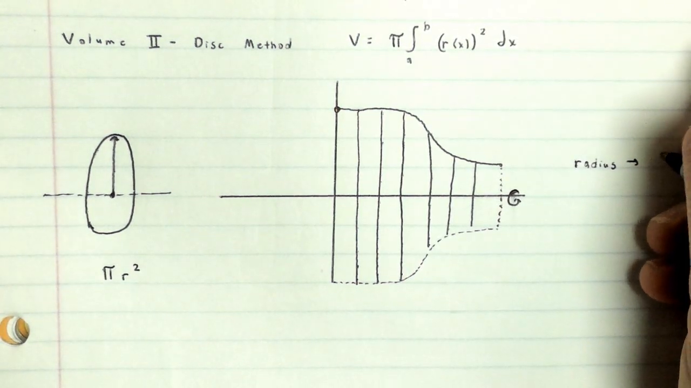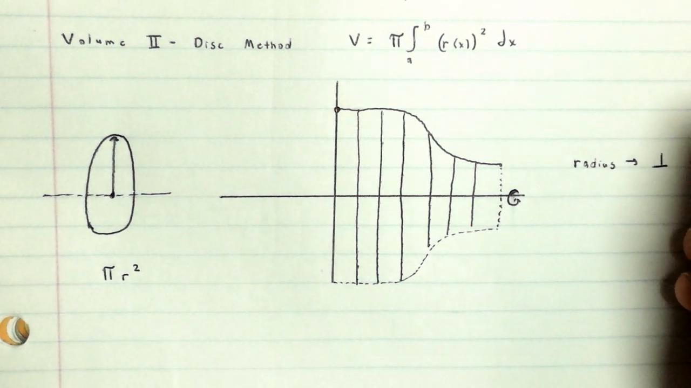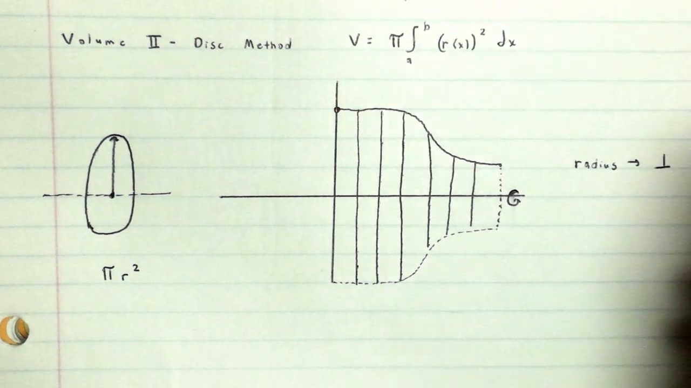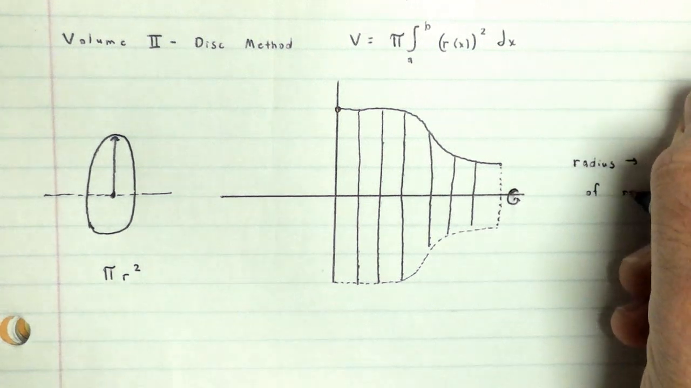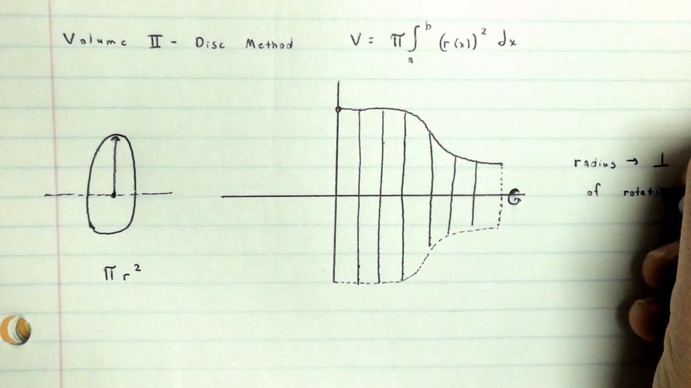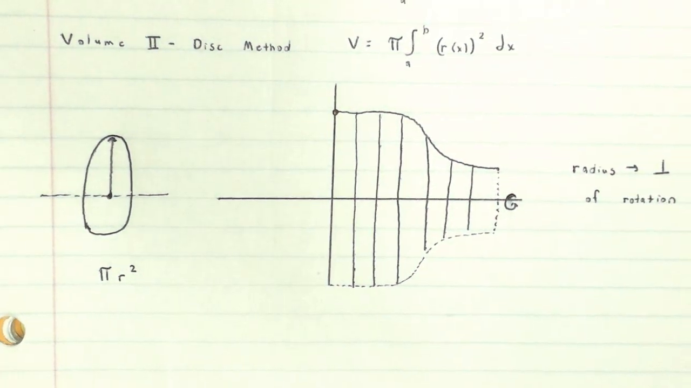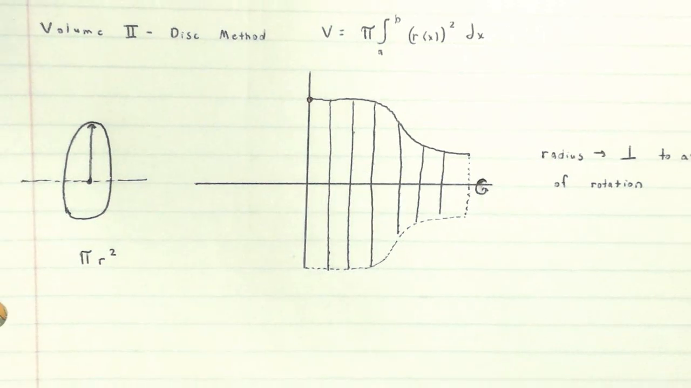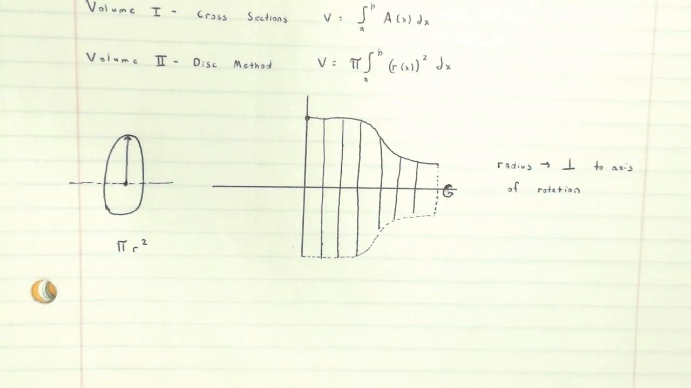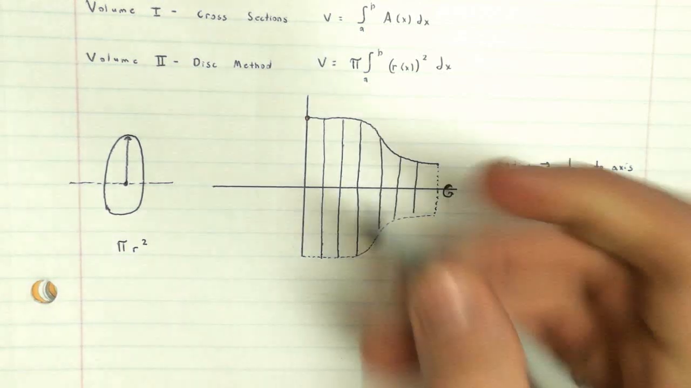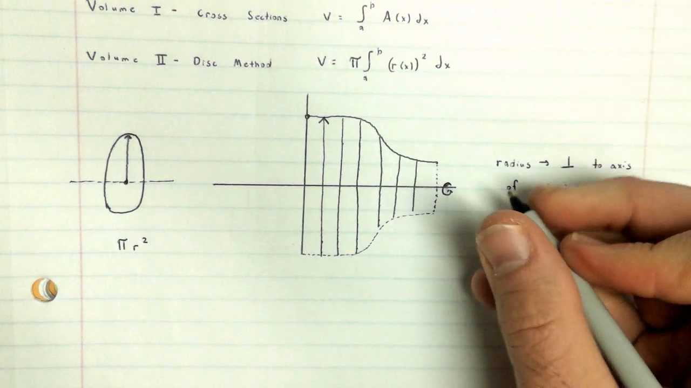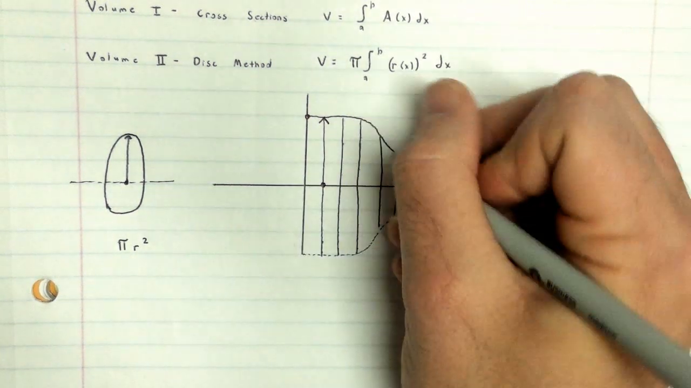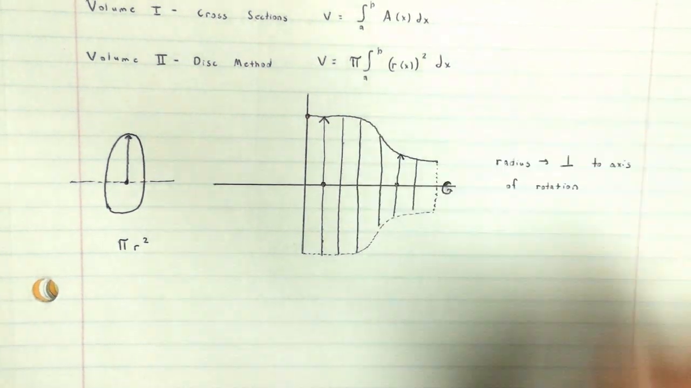Is always going to be perpendicular to the axis of rotation. My radius will always be perpendicular to the axis of rotation. Now, in most of these cases, the radius isn't going to stay consistent. It's not going to be the same. It's going to change. And obviously, in this one, it is different. The radius there, from here to there, is different than it is over here.